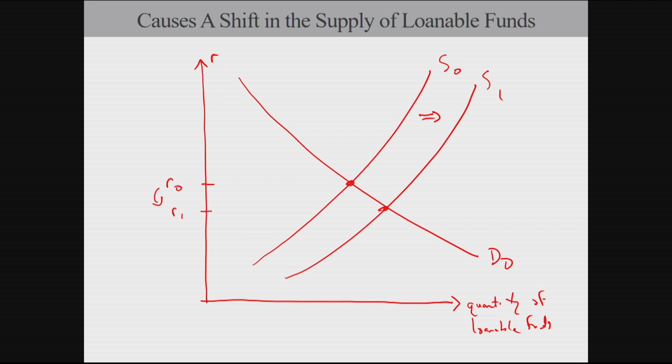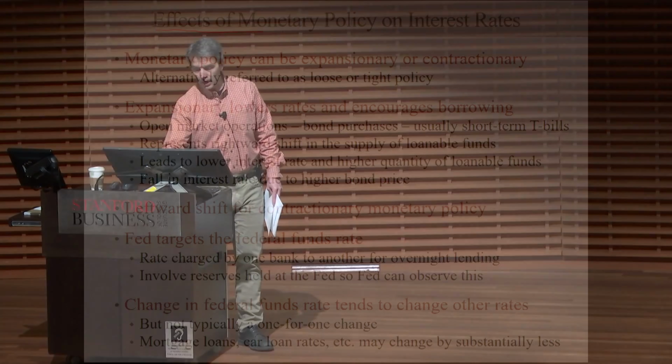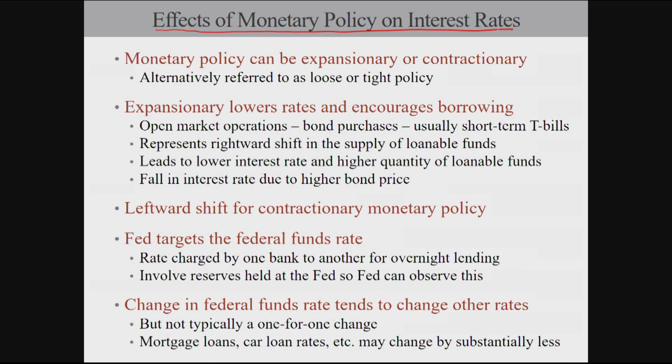Okay, any questions on this? Okay, great. So this just basically describes how monetary policy can affect interest rates. And monetary policy can be either expansionary or it can be contractionary. Okay, so what I was just describing was expansionary policy, where they are buying government bonds from banks, and that is leading to a reduction in the interest rate. So expansionary lowers rates and encourages borrowing.